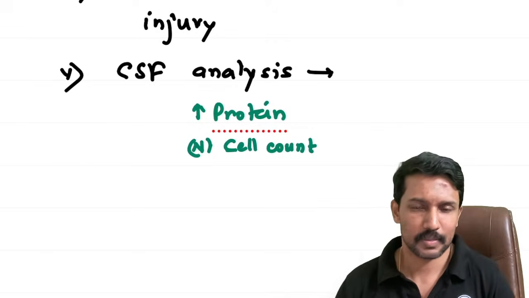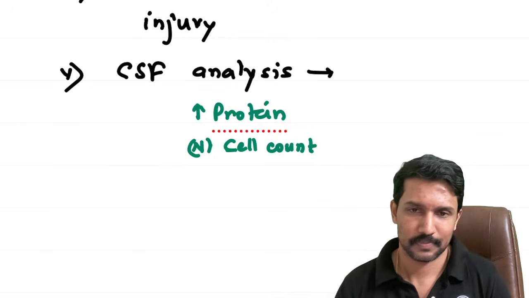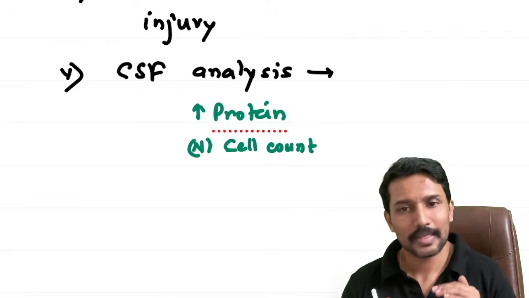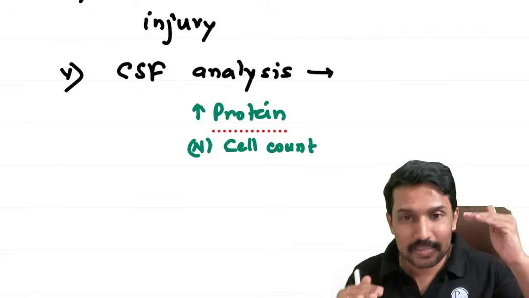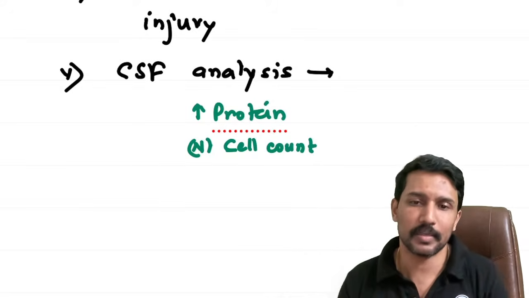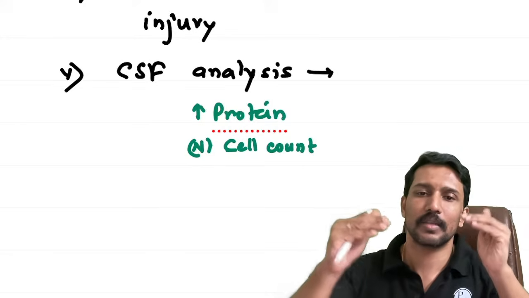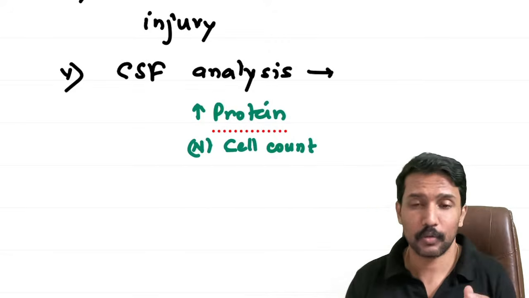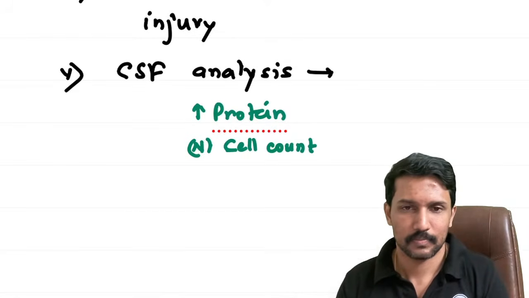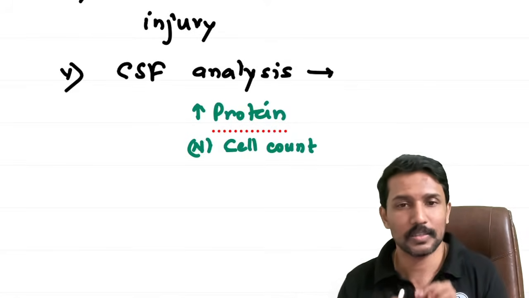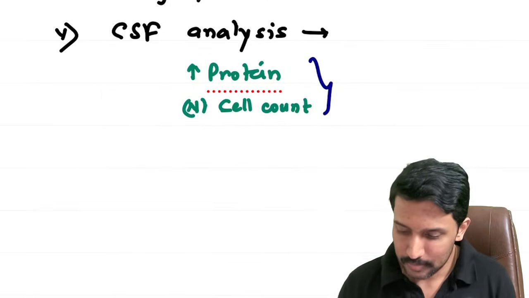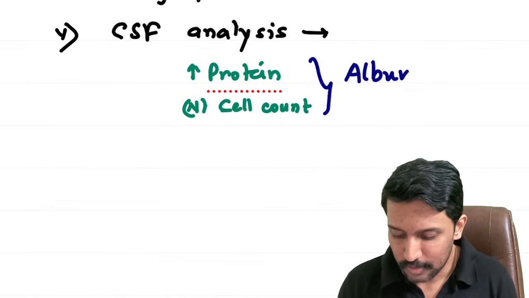So what is the importance of this? If I have meningitis, let us say bacterial or tubercular or fungal, in that case, protein will be increased, cell count also will be increased. Both are increased. If I have meningoencephalitis, protein will be increased, cell count will be increased. If I have subarachnoid bleed, protein will be increased, cell count will be increased. But here only protein is increased, cell count is not increased. So this phenomenon, we will call it albuminocytological dissociation.